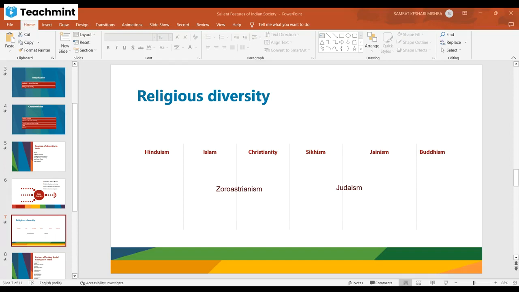Zarathustra preached monotheism and lived in Iran in 6000 BC. He was the first religious prophet to propound a dualistic philosophy based on confronting powers of good and evil.